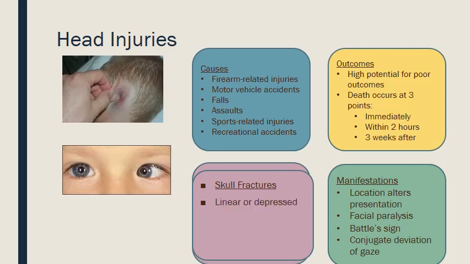Location of the fracture alters the presentation of the manifestations. Just like I said in class the other day, the area of injury is what is going to dictate some of the symptoms. Some of the symptoms can include facial paralysis, battle sign, or conjugate deviation of the gaze.